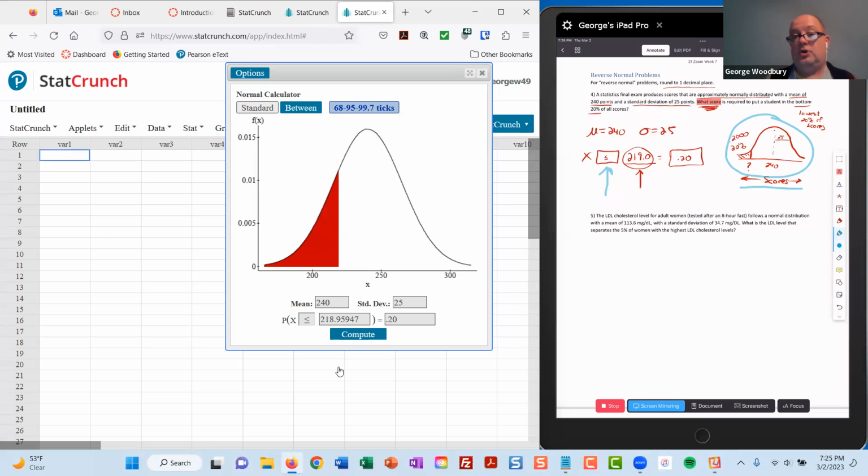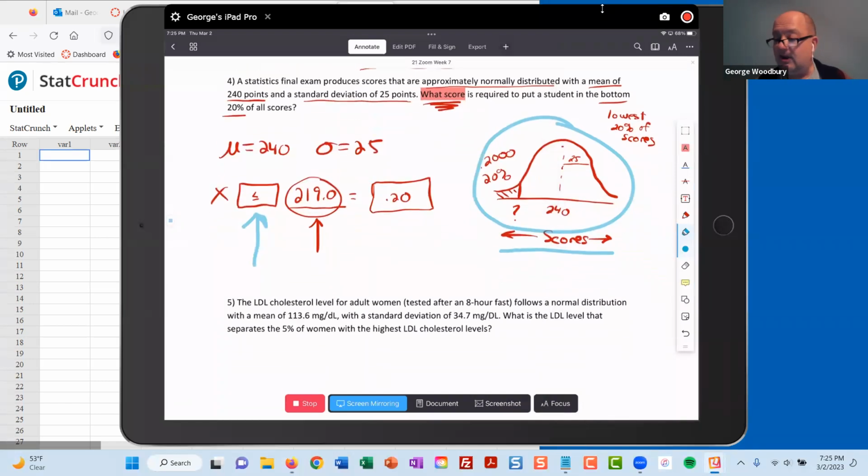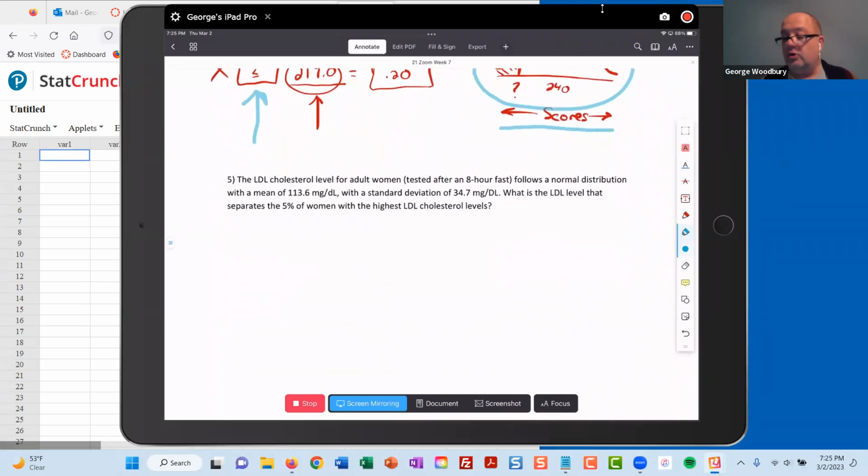So what I'd like you to do, and we're going to take a quick time out to do this, I want you to set up and try problem 5. It says the LDL cholesterol level for adult women tested after an 8-hour fast follows a normal distribution with a mean of 113.6 and a standard deviation of 34.7. What is the LDL level that separates the 5% of women with the highest cholesterol levels?